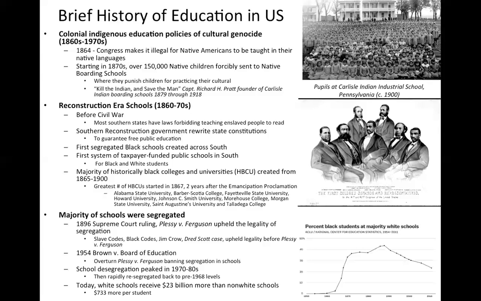And then on the Black side, for the most part, especially before the Civil War, it was really hard for Black people to get educated. Most Southern states actually had laws forbidding enslaved people to read. They were worried about that. I mean, that could help start rebellions and things like that if Black people were able to read. So there were laws in the South, and even in the North, there were some schools, but it was still difficult for Black people to receive an education.